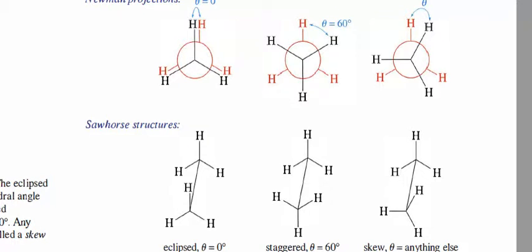So as you see here, we have two different projections. One of them is the Newman projection, the other one is called the Sawhorse structure. In the first one, the Newman projection, it keeps rotating and theta is changing from 0 to 60 degrees, and this theta is changing all the time. The other one is the Sawhorse structure. As you see here, we have eclipsed when theta is 0, staggered when theta is 60, and anything in between.